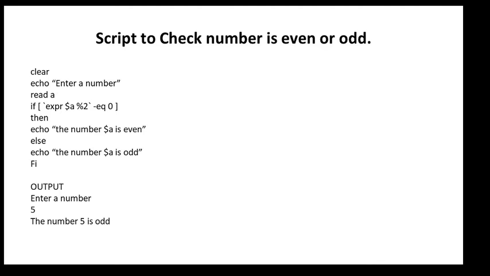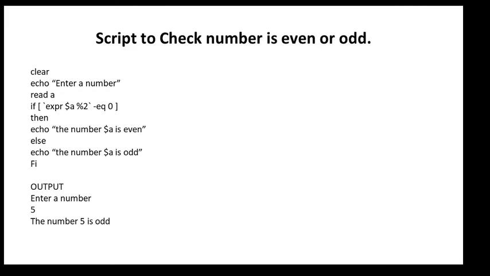Clear, enter a number. We are going to enter a number here, and it is going to check the condition in the if expression: whatever number we have given here, that number modulo 2 is equal to 0. If this condition is true, then the given number is even. If this expression is false, if the number modulo 2 is not equal to 0, then the else part will execute. The else part says the given number is odd.